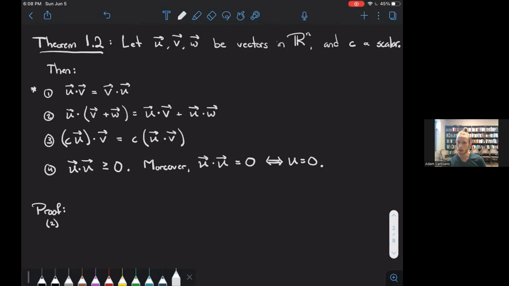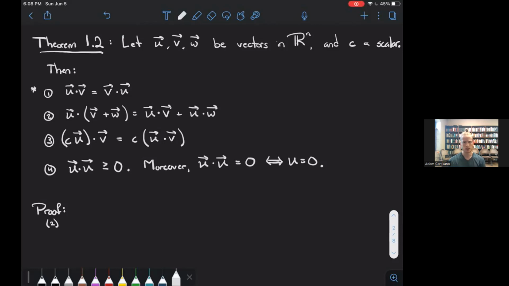Next is a form of associativity, in the sense that if you were to scale the vector u and then dot with v, you could have taken u dot v and scaled that number by the original scalar that you were using on u. You'll get the same number. Proofs for 1 and 3 are in the book, so we're not going to go over them in this video.